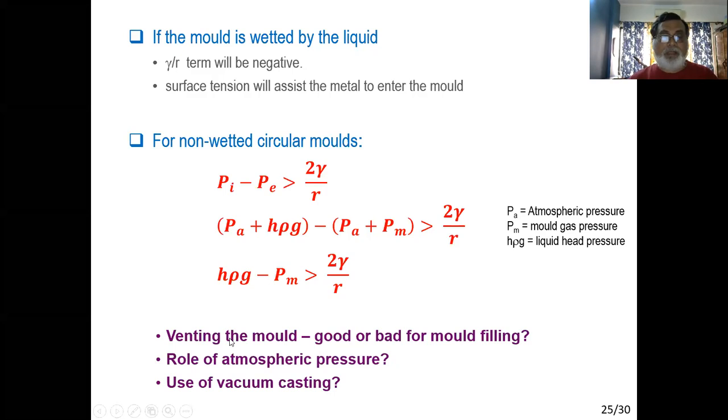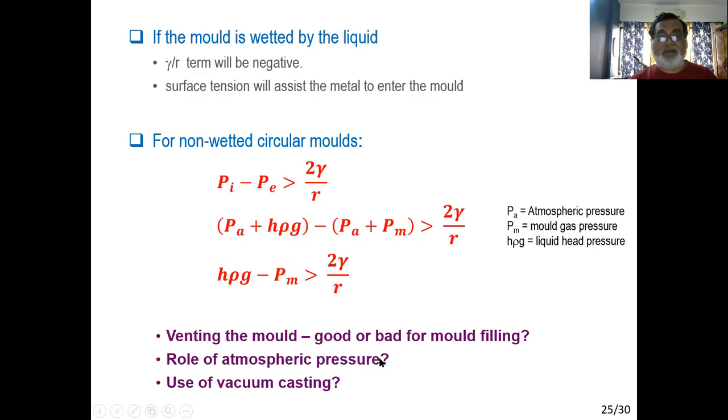During venting, if you vent the mold, the gases inside the mold can easily go out. As a result, this Pm becomes 0. So the minus term becomes 0. So this side becomes greater. As a result, liquid metal will have more opportunity to enter into the cavity. So venting helps filling of the mold. So it is good for mold filling.